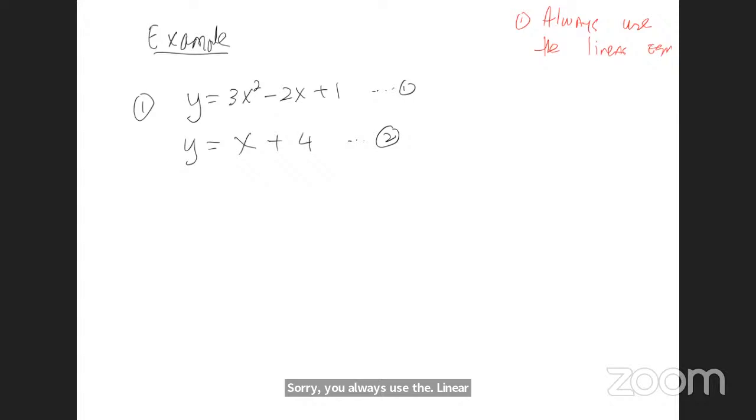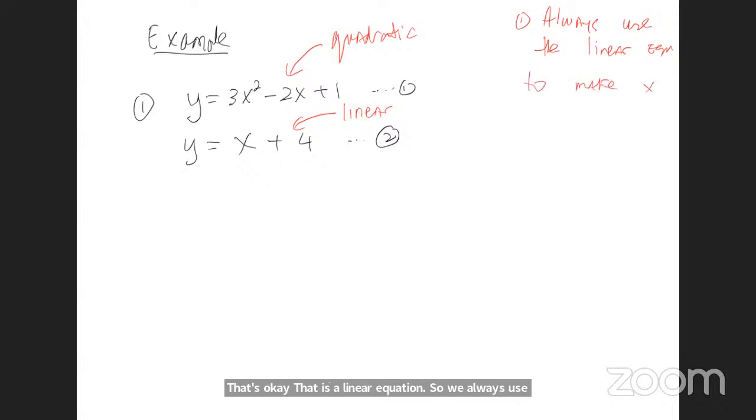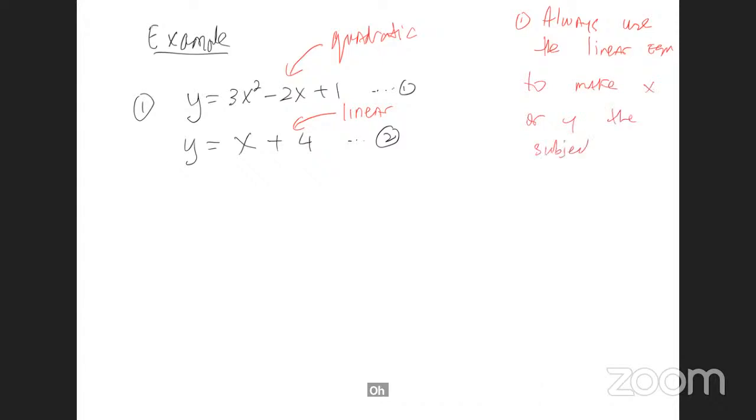So look at the two equations there. That first equation is a what? A quadratic. Highest power of x is 2. What about this one here? That is linear because the highest power of x is 1. That is a linear equation. So we always use the linear equation to make x or y the subject.